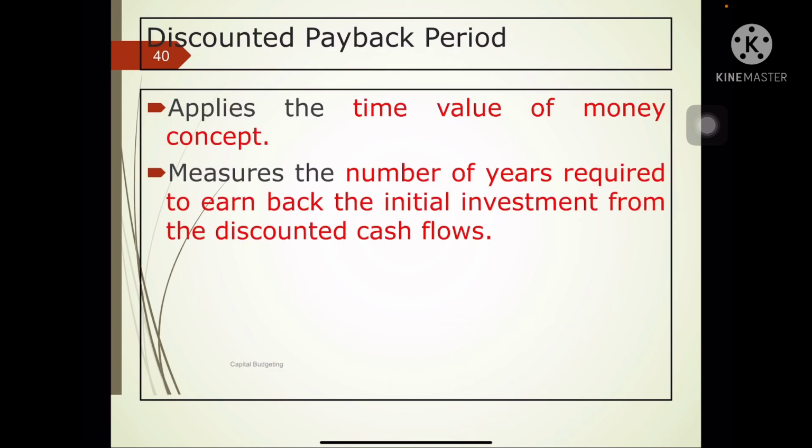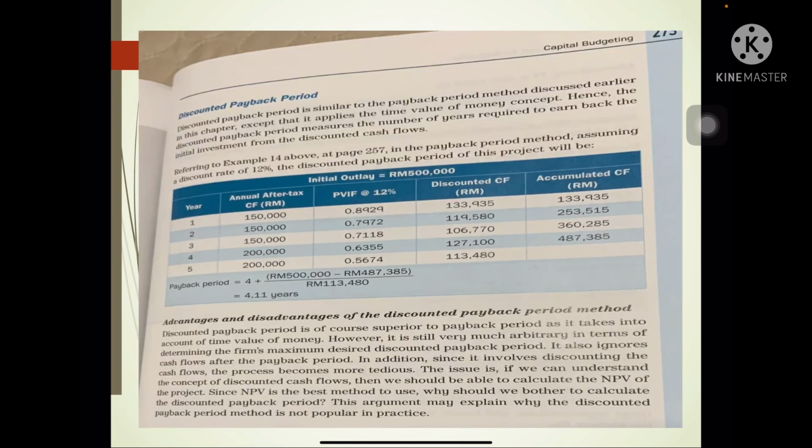Alright, now we move on to discounted payback period. The payback period that we did before is non-discounted. This is the discounted payback period, which applies the time value of money. It measures the number of years required to earn back the initial investment from the discounted cash flow. Previously, we calculated the payback period without considering the time value of money. So have a look at the illustration.